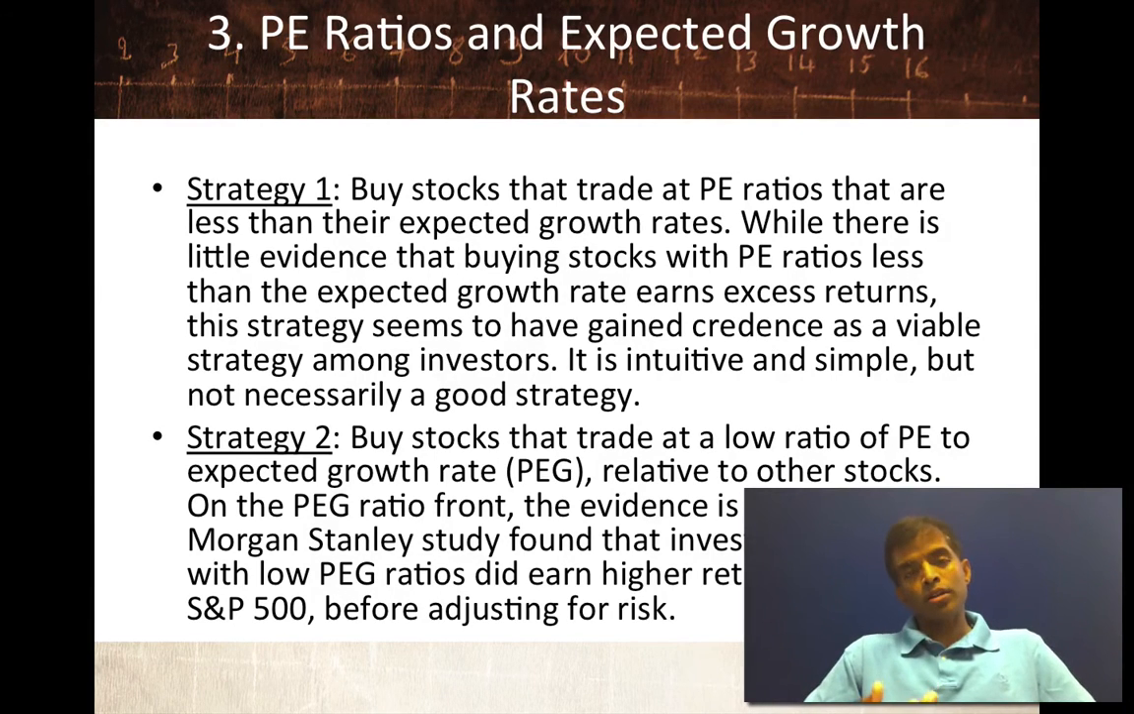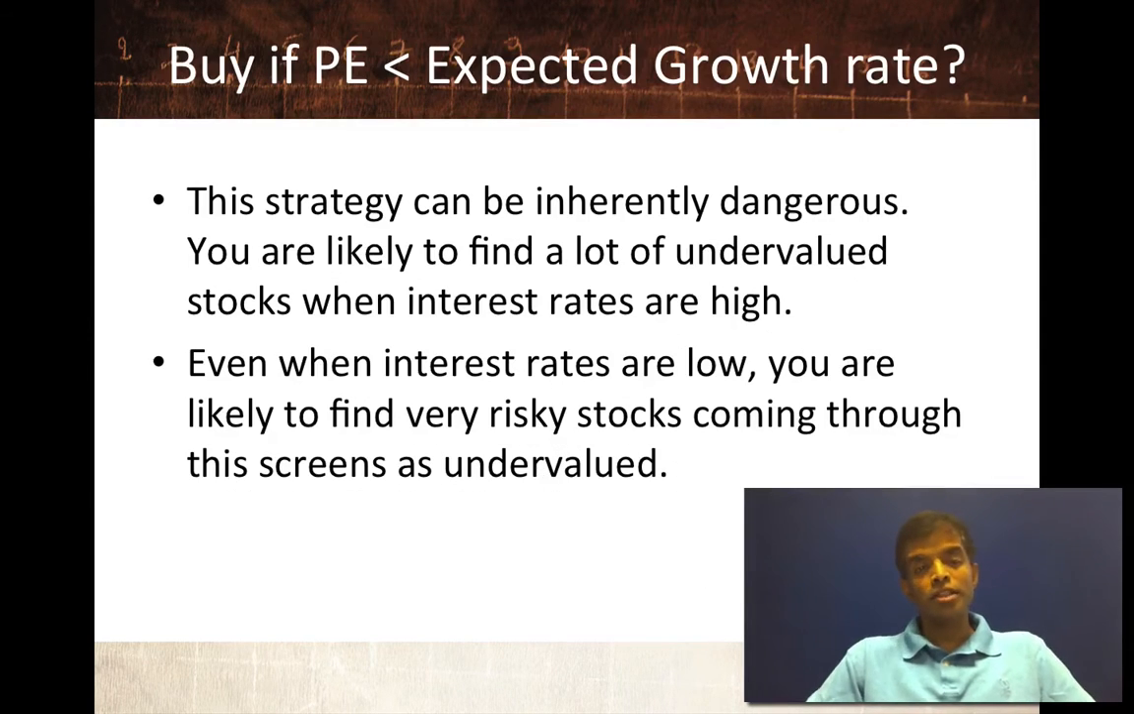Here's a slight variant of that first strategy. Instead of comparing the PE to the growth rate, divide the PE by the growth rate. So in the two companies that I gave you, the first one had a PE of 10 and a growth rate of 8. 10 divided by 8 gives you 1.25. The PEG ratio, that's what that's called, for the first company is 1.25. The second company's PE ratio is 20, and its growth rate is 25%. 20 divided by 25 gives you 0.8. So the second company has a PEG ratio of 0.8. You want to buy stocks with low PEG ratios. So in a sense, this is an extension of a PE ratio strategy, but now you're looking for stocks with low PEG ratios.